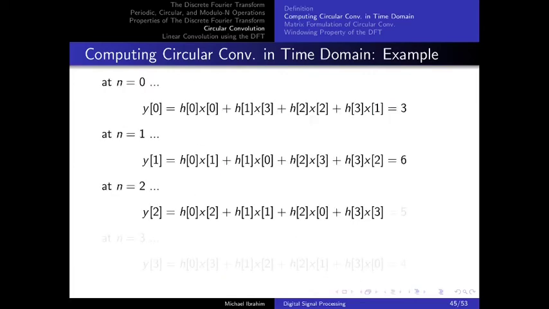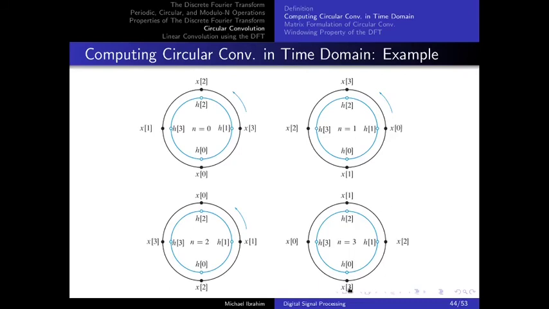And these will be the 4 equations computing the circular convolution at n equal to 0, 1, 2, and 3. If we compute at n equal to 4, it will be equivalent to n equal to 0. Because if we shift this signal one more time, we'll get x0 back here, and x3 will go over here, which is equivalent to the situation at n equal to 0.